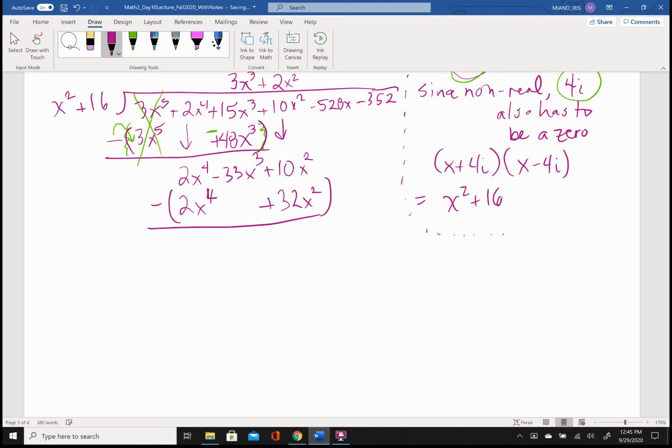Subtract. And several things are happening. This will eliminate by virtue of going here. This now turns into subtraction. Eliminate those things right there. This negative 33x to the 3rd will drop down because nothing is being subtracted from it. This subtraction will yield negative 22x squared. And then we will have this next term drop down as well.